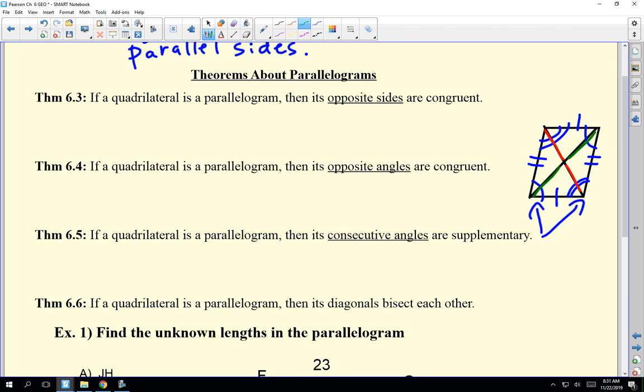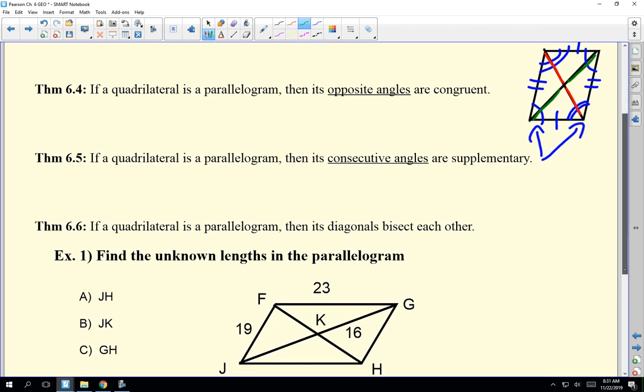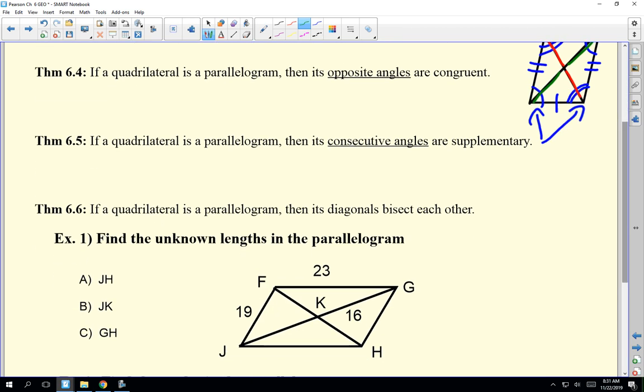So we're going to be asked to find missing lengths within parallelograms. Let's see if we can do that. We're given that FG is 23. So what's JH, if it's the opposite side in a parallelogram? FG is 23. Here's FG right here. What's this JH got to be? Also 23.